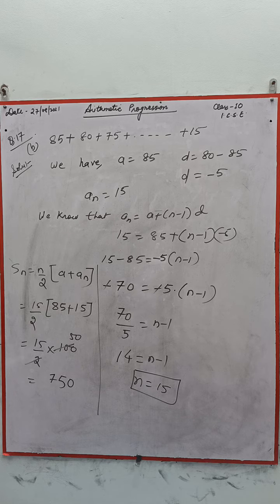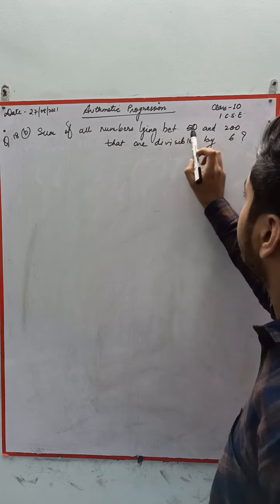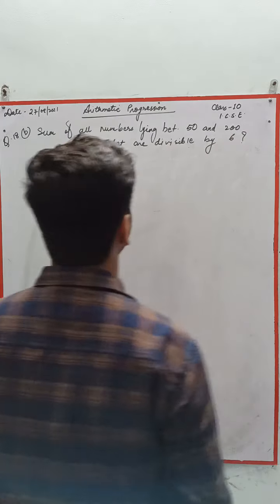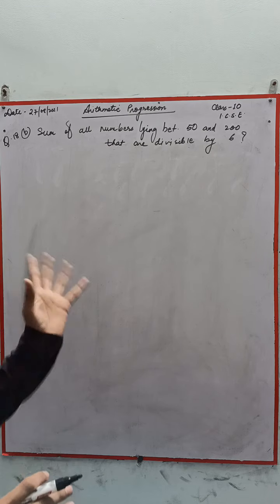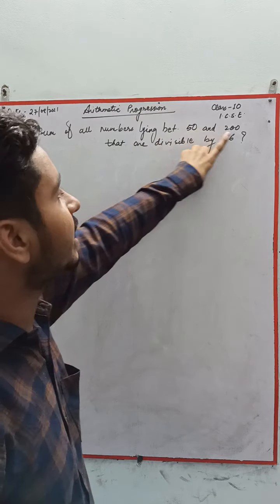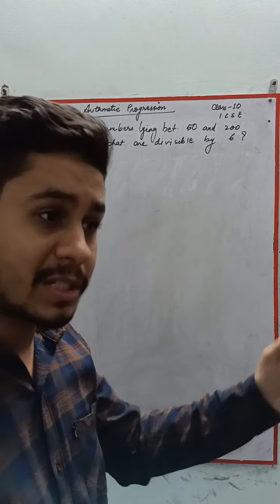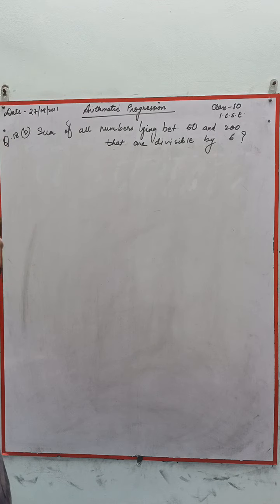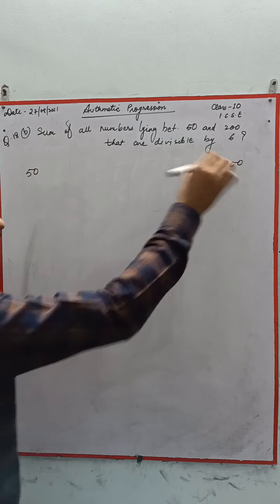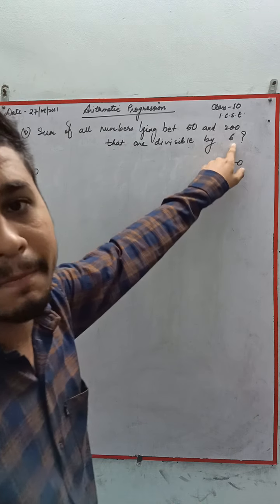Okay, understood? Now the next question is: sum of all numbers lying between 50 and 200 that are divisible by 6. See, this is a very interesting question. Why? Because they are asking how many numbers there are between 50 and 200 which are divisible by 6, and what will be the sum of all those numbers. Between 50 and 200 there are many numbers, but we only need the numbers which are divisible by 6.